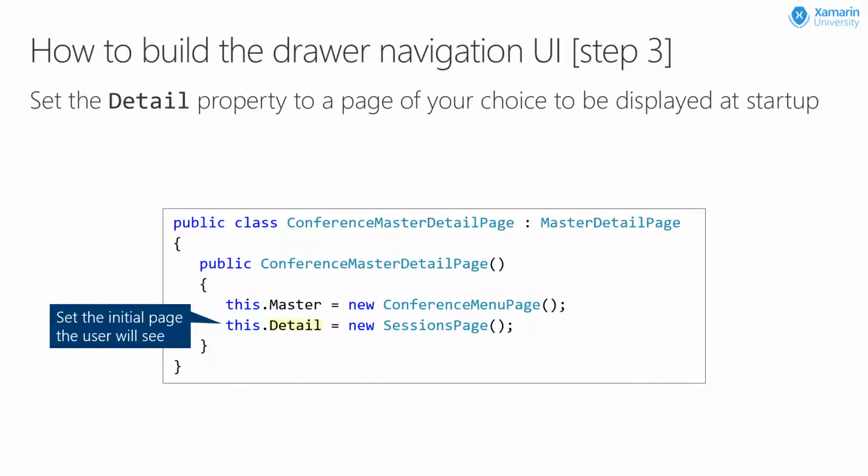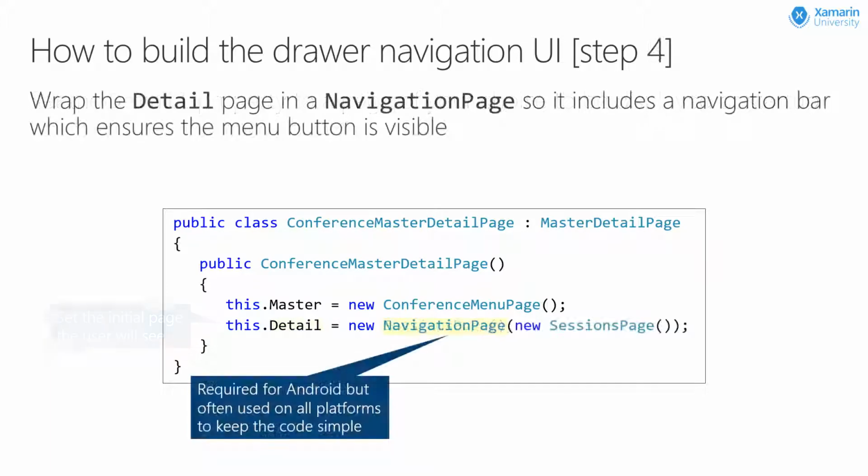Now this is required. If you do not assign a default page, you will receive a runtime error. And if you're supporting Android, you're going to need to wrap your detail page instance within a navigation page. And the reason for this is it will provide a navigation bar. Now, when running on Android, if your detail page does not have a navigation bar, the default drawer menu icon won't be shown, making your master page difficult to access and substantially less discoverable. Now, although only required for Android, it's pretty common to always wrap the detail page content in a navigation page, regardless of the executing platform.